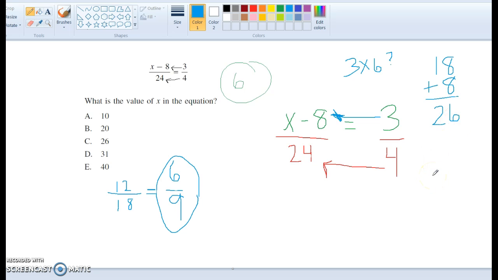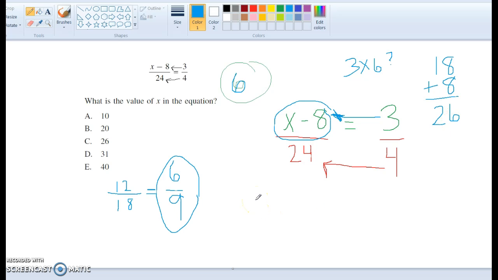Let me walk you through that again to explain how I did this. If 4 will go into 24 6 times, 6 is my magic number here, all right? Then 3 will have to go into this 6 times. What is 3 times 6? It's 18. So the answer that we get once we subtract 8 from an x has got to be 18. So I just sort of reverse engineered it. And I added the 8 to the 18 to give me 26.